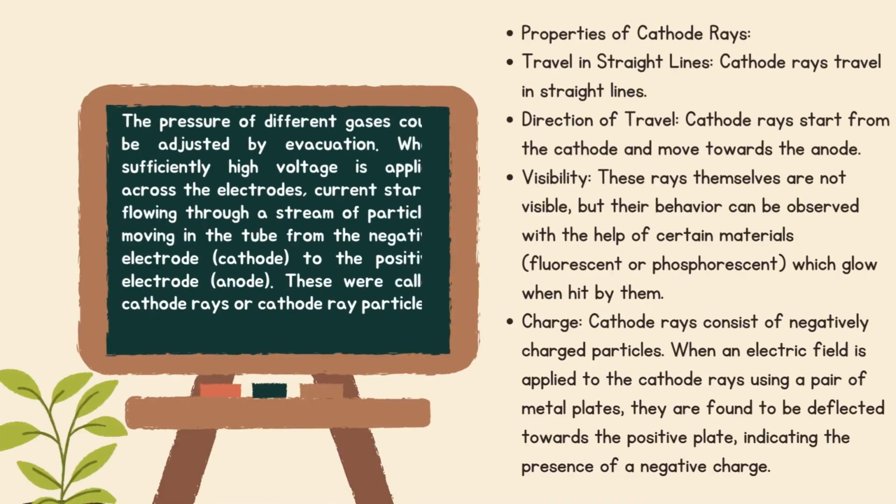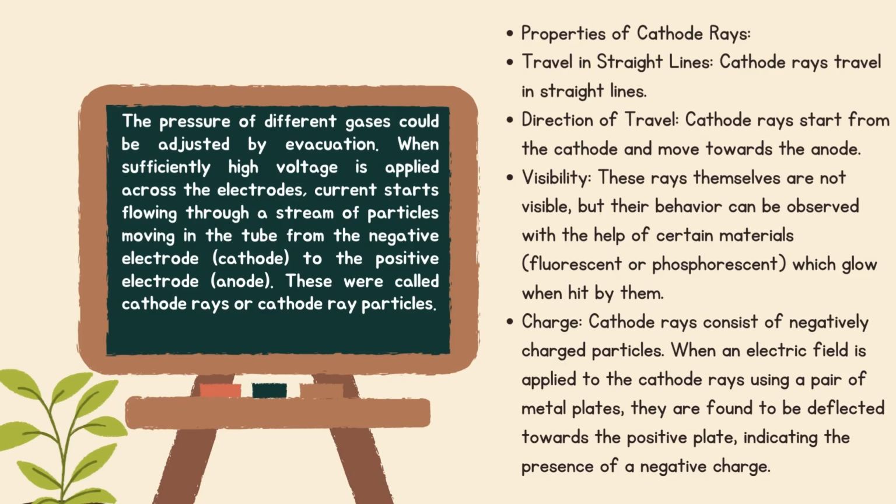Properties of cathode rays: travel in straight lines. Cathode rays travel in straight lines. Direction of travel: cathode rays start from the cathode and move towards the anode. Visibility: these rays themselves are not visible, but their behavior can be observed with the help of certain materials, fluorescent or phosphorescent, which glow when hit by them.